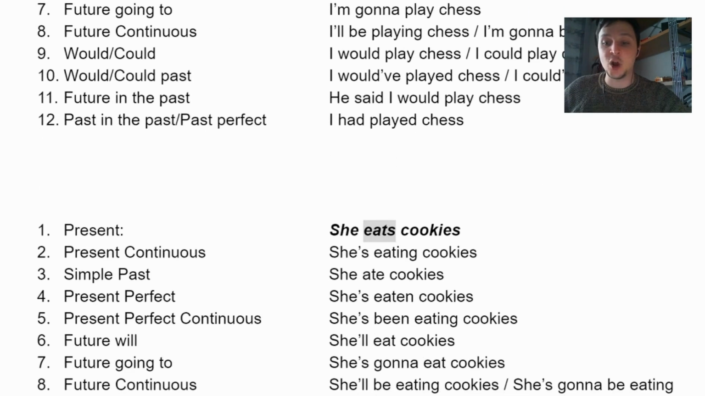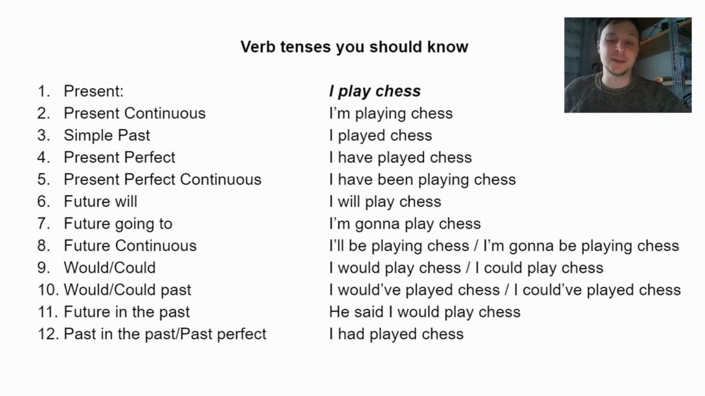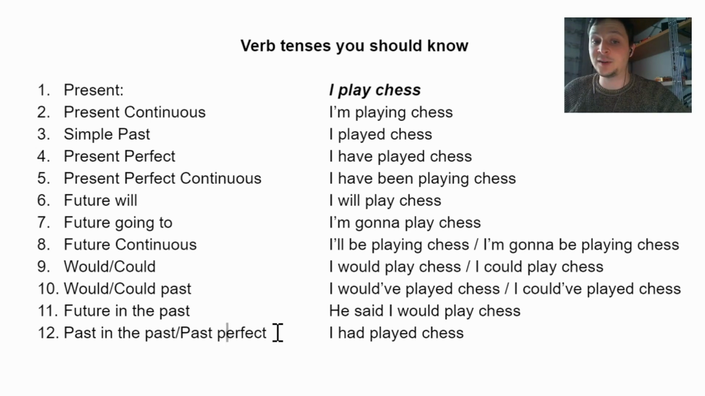So as always, I hope you guys learned something. I hope it was a challenge. And if you master these 12 verb tenses, your English is very, very good.